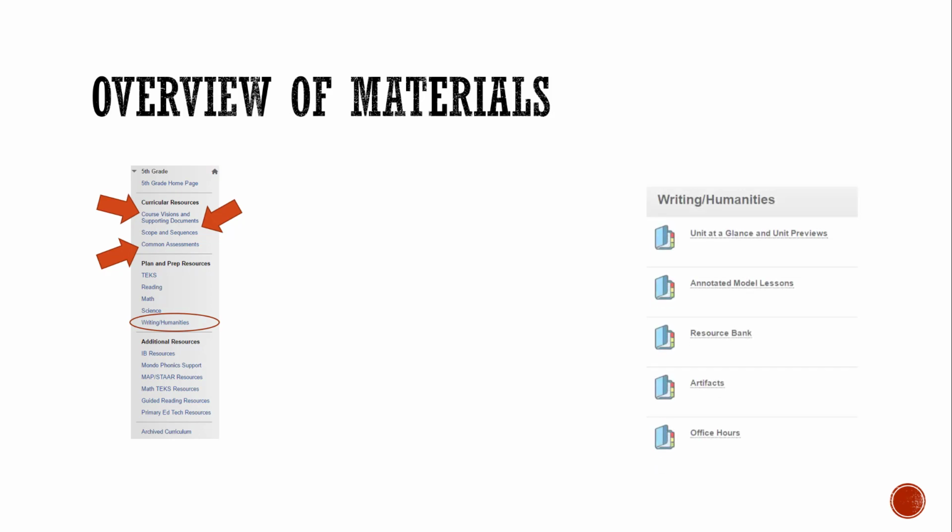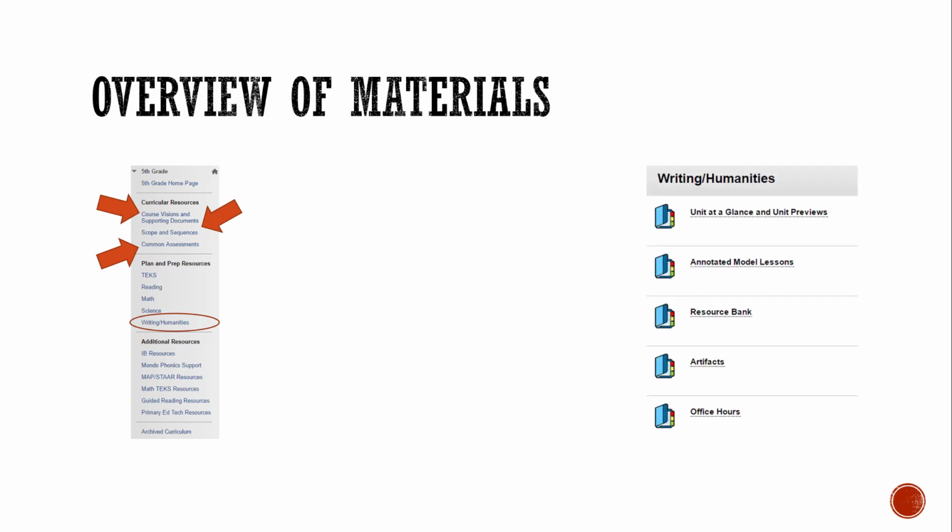To quickly review your materials, please be aware that on Blackboard.com you have access to your course vision and supporting documents, your scopes and sequences, your common assessments and their answer keys, and all of the materials that I provide for you in the Humanities section. Today we'll be doing an overview of the Unit at a Glance located here in the Unit at a Glance and Unit Previews folder. Hopefully you've already seen the Unit at a Glances for Unit 2. In addition to that, please be aware that in that same folder you'll find the rubrics and guidelines as well as the full assessments for Unit 2, both Writing and Humanities.